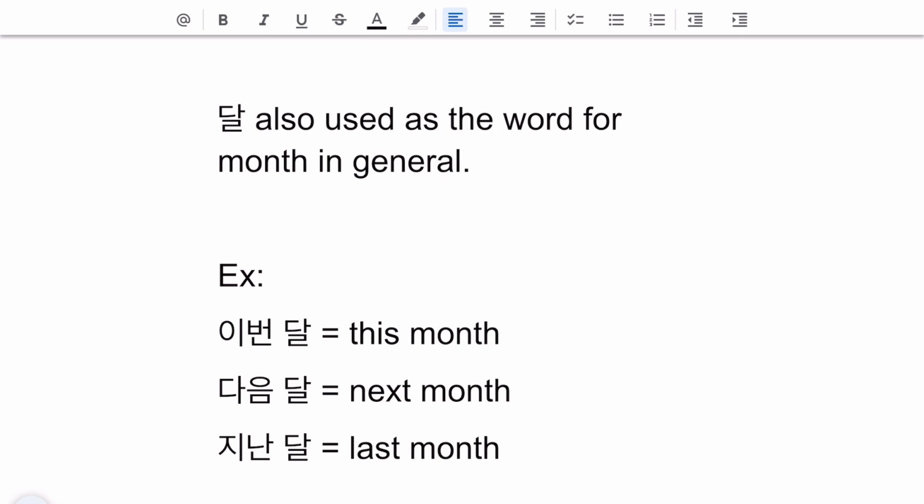When we're referring to a period of time and we're saying this month, this summer, we want to use 이번 instead of just 이. 이번 여름, this summer, 이번 봄, this spring, so on and so forth. 이번 주, 이번 주말, this week, this weekend, 다음 달, next month, 지난 달, last month, you get it. Used as the word for month in general. So you shouldn't try to use any of these other ones, 개월 or 월, for the word month, right?